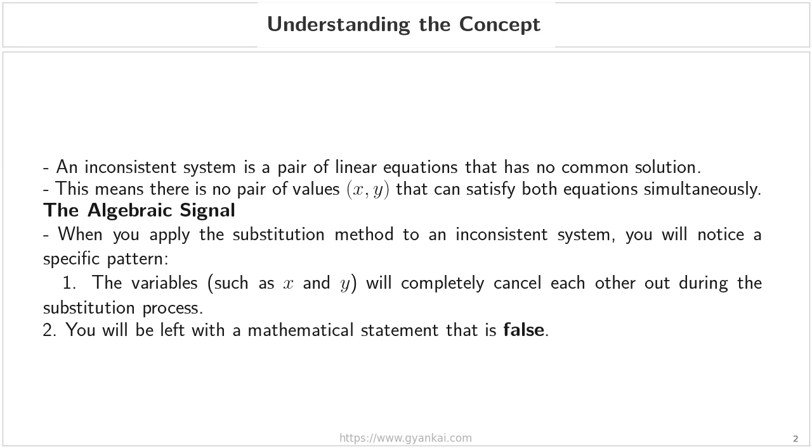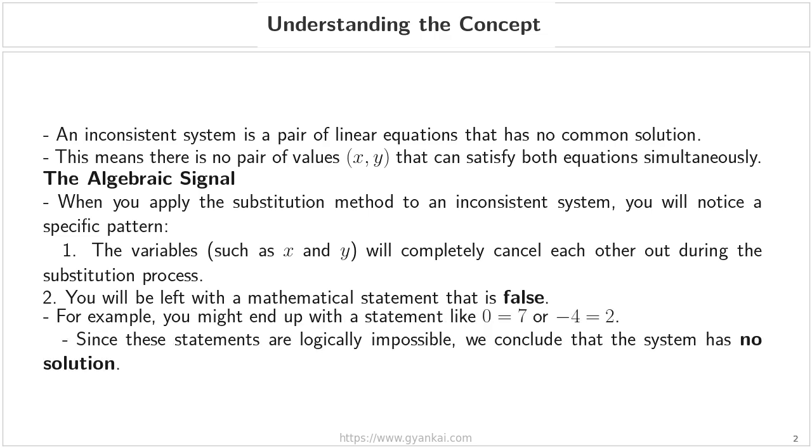When you apply the substitution method to an inconsistent system, you are going to notice a very specific pattern. First, the variables, such as x and y, will completely cancel each other out during the substitution process. Second, you will be left with a mathematical statement that is clearly false. For example, you might perform your calculations and end up with a statement like 0 equals 7 or -4 equals 2. Since these statements are logically impossible, we know that 0 definitely does not equal 7. We can confidently conclude that the system has no solution.